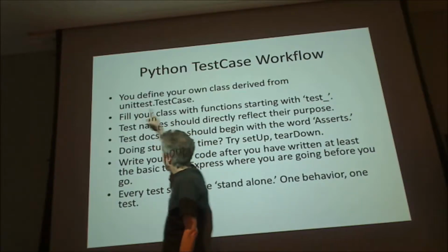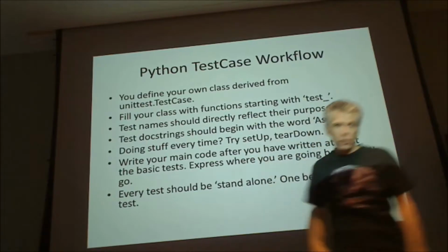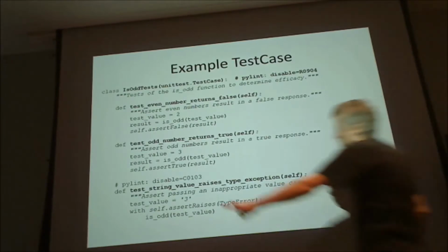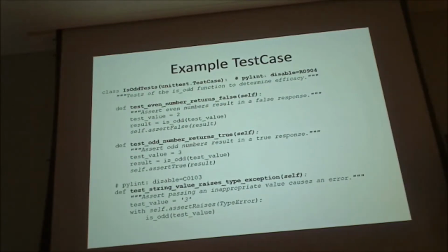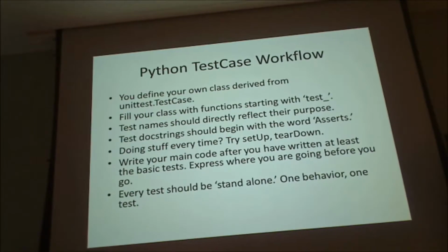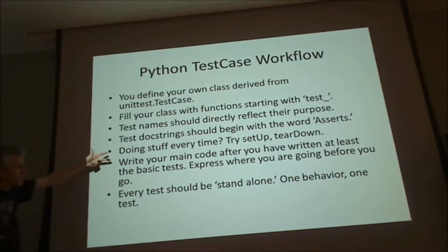Okay, so I showed you use the unit test class. Fill your class with functions starting with test. I showed you that previously, but I'm going to show you again. They start with the word test underscore. This is really important. It is not required, but if you don't follow this convention, it is possible your test won't run because most test runners are looking for test underscore as the start of your method name. Test names should directly reflect their purpose. Test docstring should begin with the word assert.